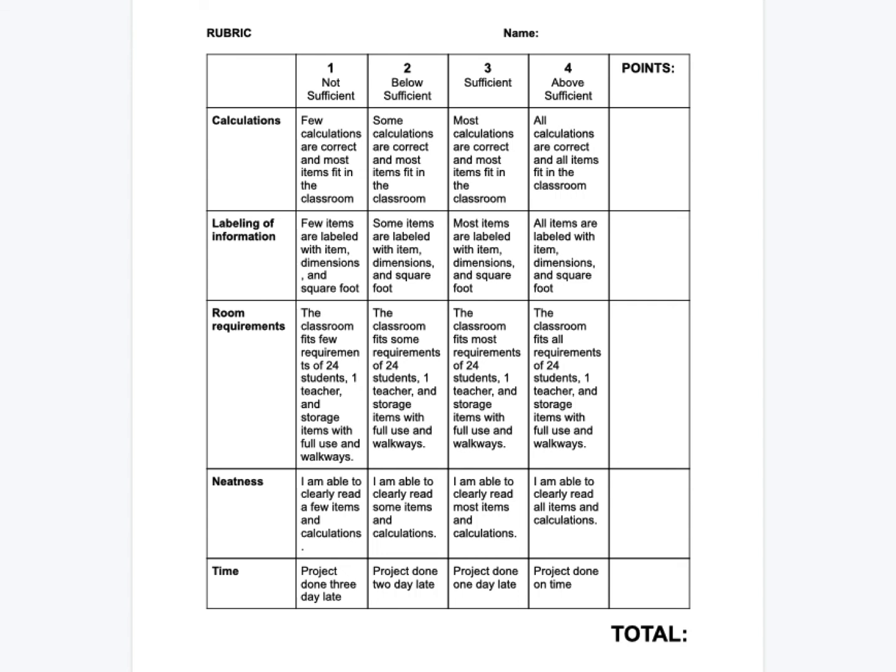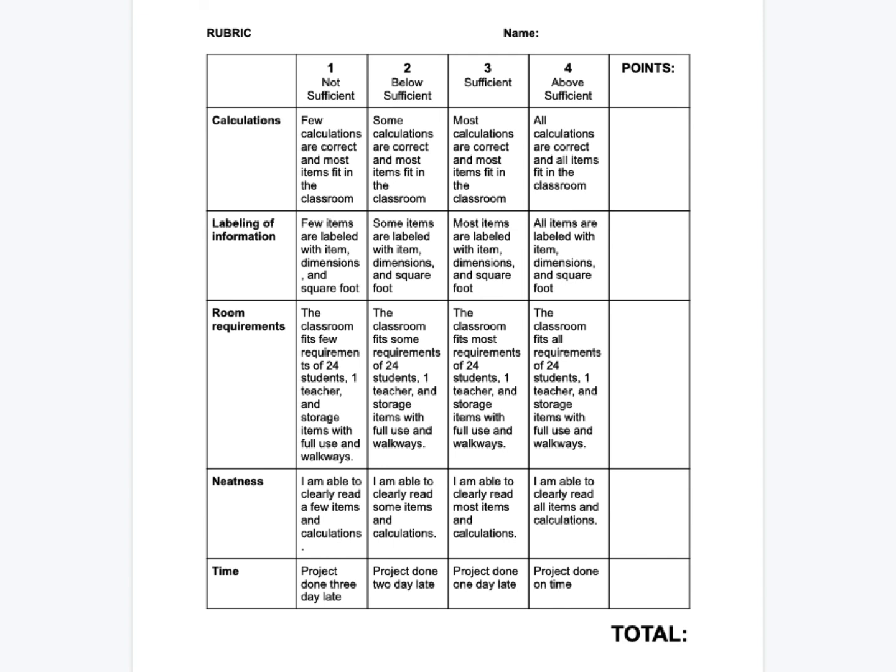The students will be graded on 5 topics: calculations, labeling of information, room requirements, neatness, and time. Each is scored 1, not sufficient; 2, below sufficient; 3, sufficient; 4, above sufficient. If a student receives 100, that will be a 20 out of 20.